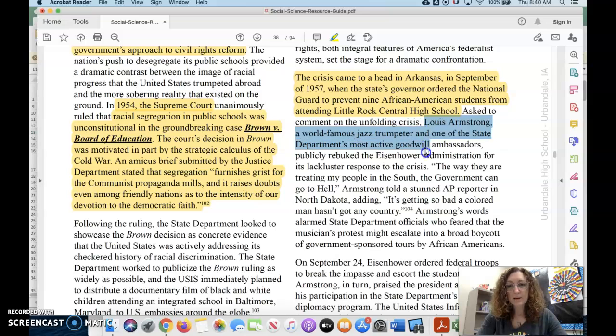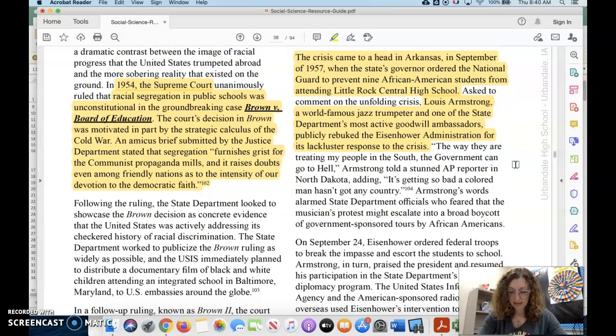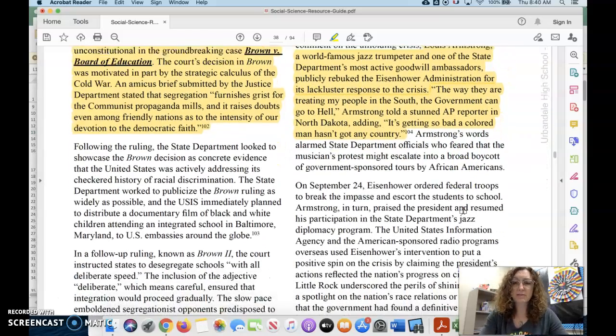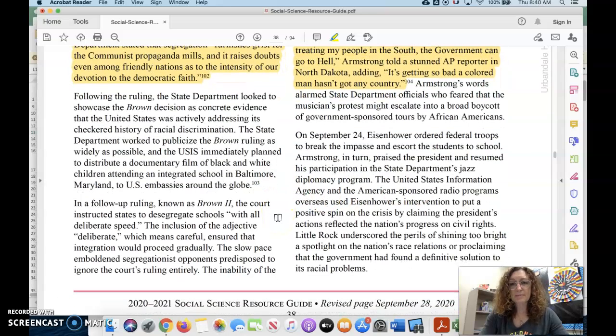Louis Armstrong is in North Dakota at this time, just traveling, touring, and a reporter asks him about this Little Rock incident. And his response here is pretty telling. We saw the "it's getting so bad a color man hasn't got any country." Louis Armstrong was typically a really, really positive, friendly person. So to hear this from Louis Armstrong was really shocking. That kind of sheds some light on what civil rights were like in this environment.